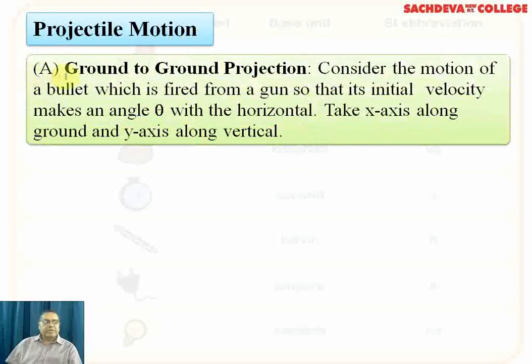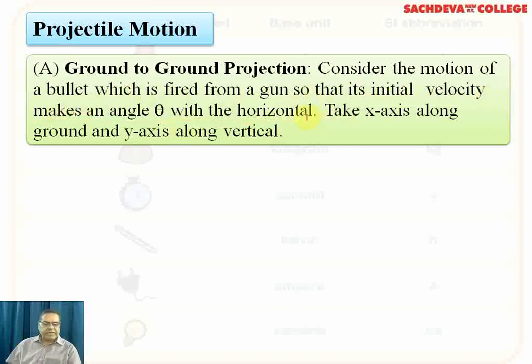Now, first of all, our discussion is regarding ground-to-ground projection. That is, we consider the motion of a bullet which is fired from the gun. Obviously, the bullet will move horizontally. Its initial velocity makes an angle theta with the horizontal. X-axis and y-axis are taken as the horizontal and the vertical components, or x-axis along the ground and y-axis along the vertical. So once more I will repeat, the motion of a bullet that is fired from the gun is to be considered. Its initial velocity makes angle theta with the horizontal.